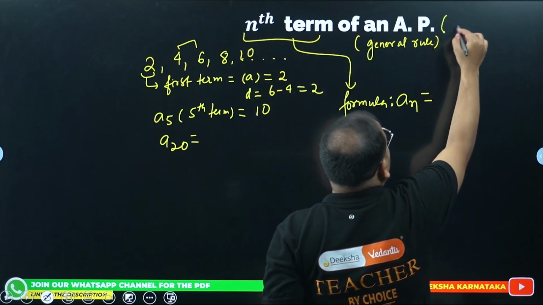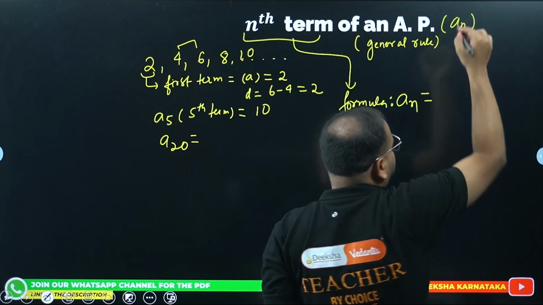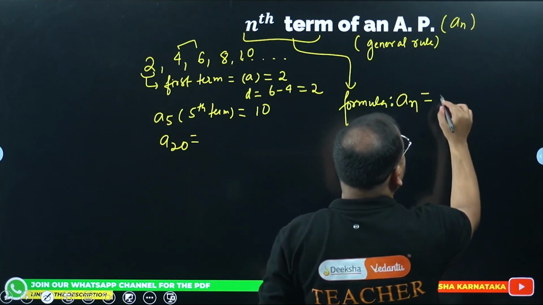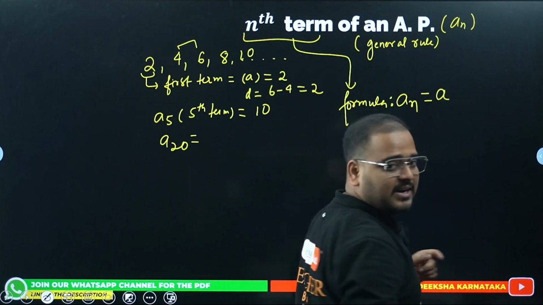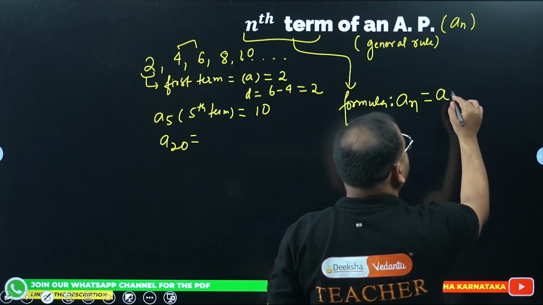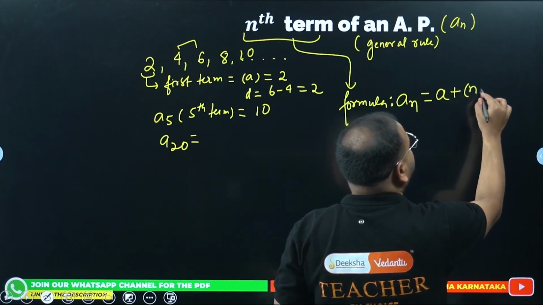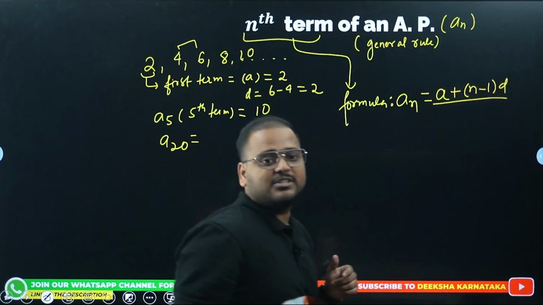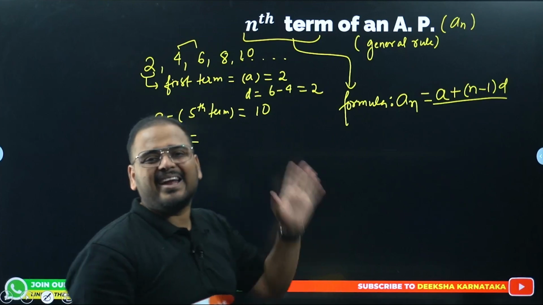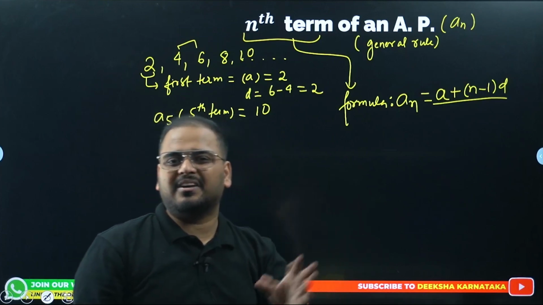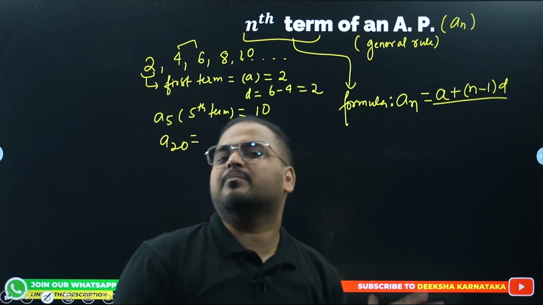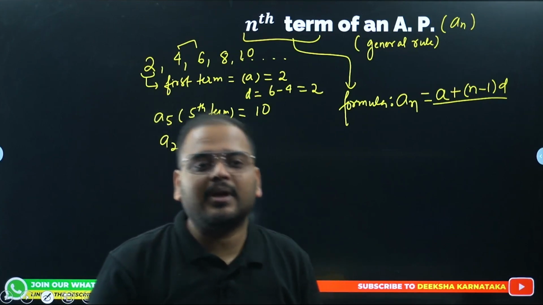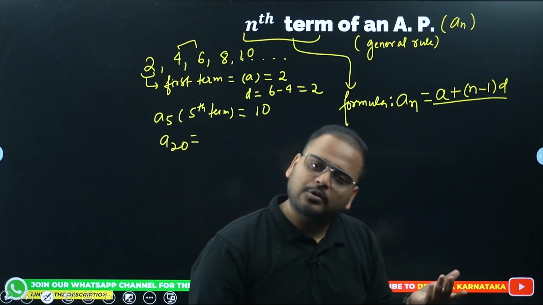Okay, this is given by A suffix n. So A n is equal to the first term plus n minus 1 times d. This is your formula to find any term in the AP. 20th term, 100th term, 1000th term, any term, 99th term. Whichever term you are asked to find in an AP, you can use this formula directly and you can find it.